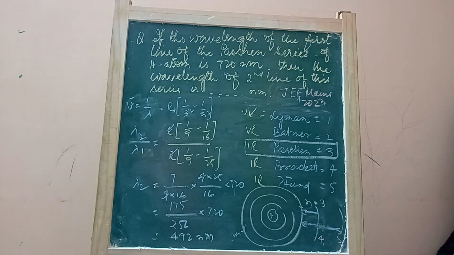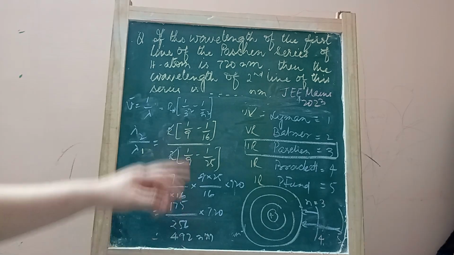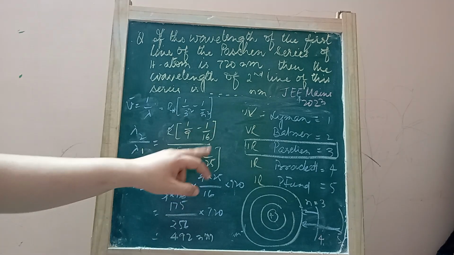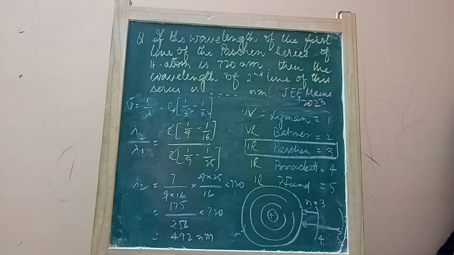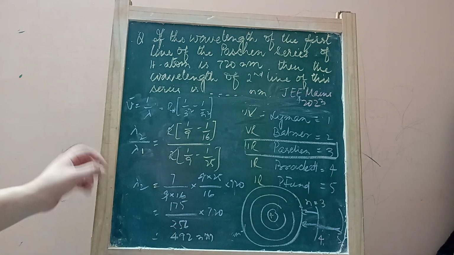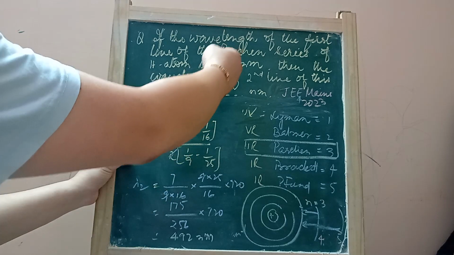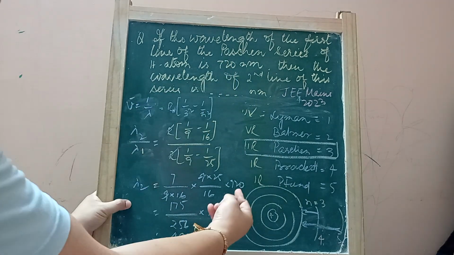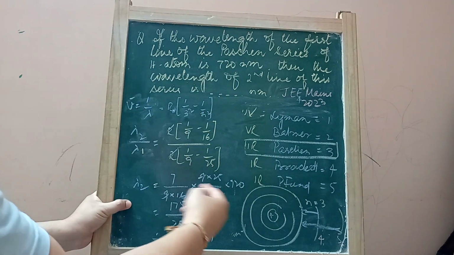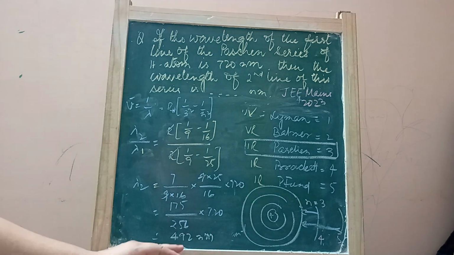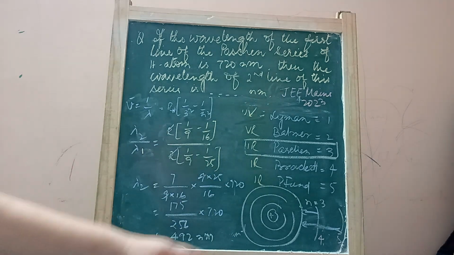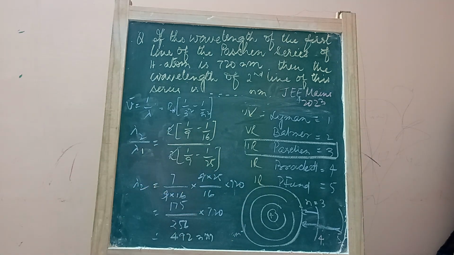So here we go. 1 by 9 minus 1 by 16 will be for the first line, and 1 by 9 minus 1 by 25 will be for the second line. The value of lambda 1 is already given as 720 nanometer. You bring it here, simplify the ratio, and multiply by 720 nanometer. So the answer will come as 492 nanometer. It is slightly shorter than the wavelength of the first line. So this is how you calculate this. I hope you understand.